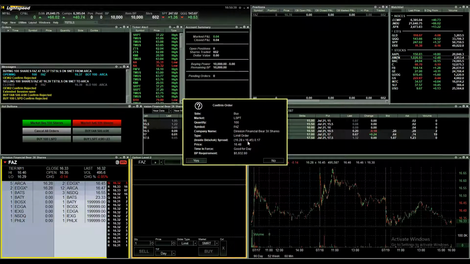So you can see here, the ask is 48 cents. My price is going in at 16.48. So it's a way to be more aggressive. So the through amount determines how much above or below the bid or offer you're willing to put your limit order.